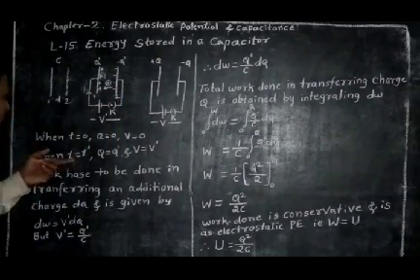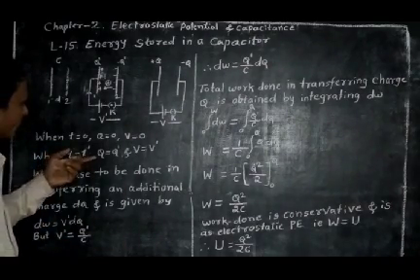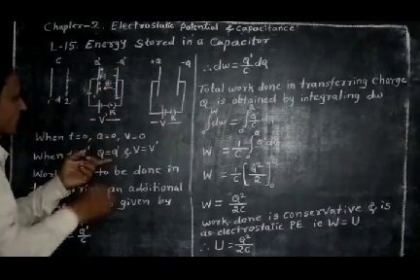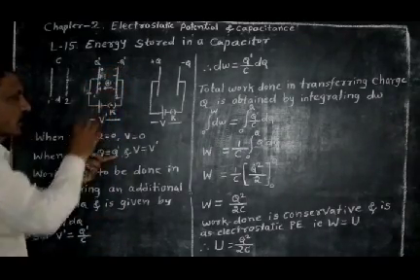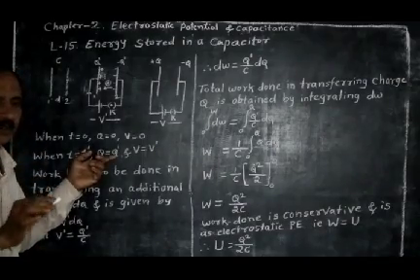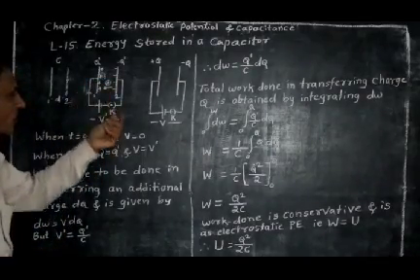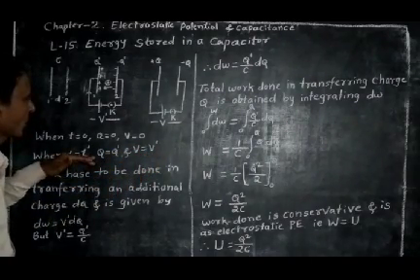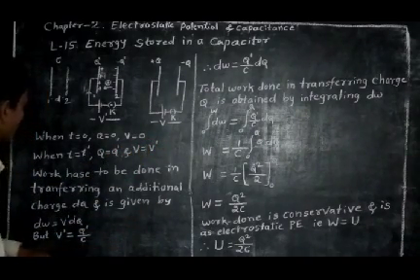Therefore, when t equal to t dash, that means after some time, the total charge on the first plate is plus q dash and the total charge on the second plate is minus q dash. And the potential difference between the plates of the capacitor be phi dash. Therefore, when t equal to t dash, q equal to q dash and phi equal to phi dash.